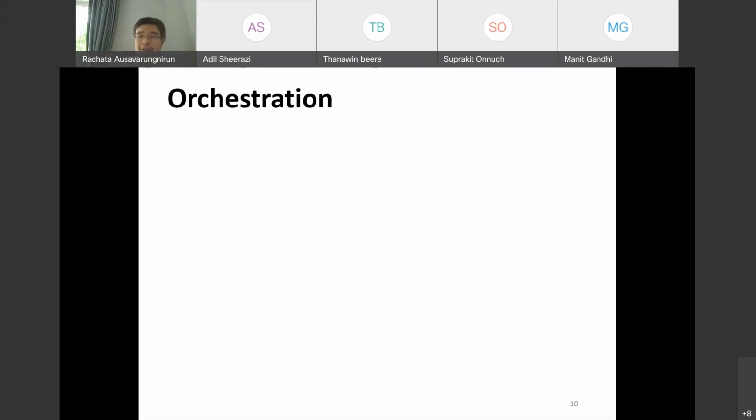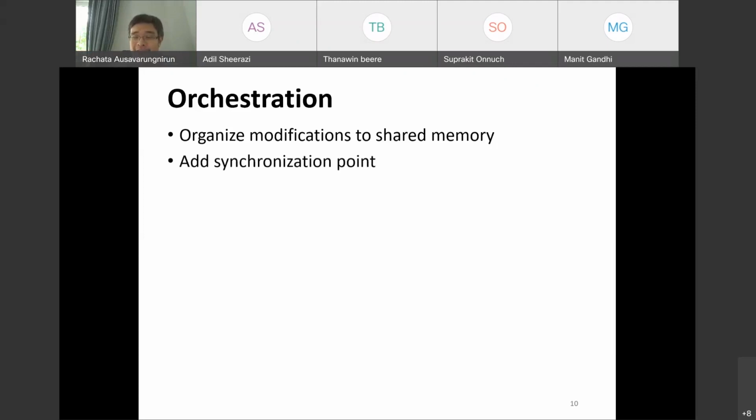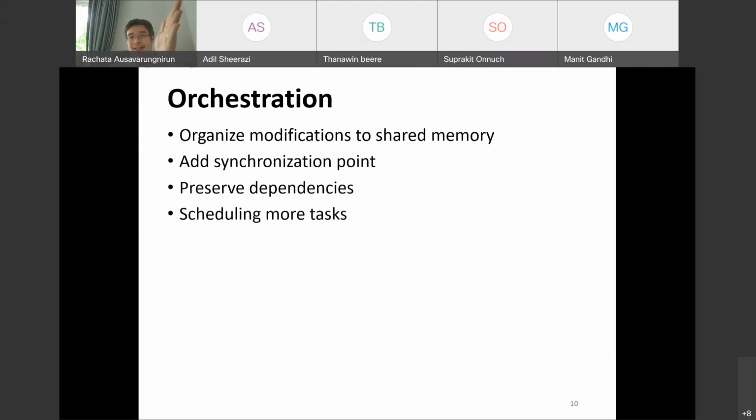Orchestration is basically, once you have sub-problems, how do I organize all the communication? How do I share resources? How do I synchronize each of the sub-problems so I have the final results? And how to make sure it's still correct. If I have dependency, it should be preserved. And how to schedule as many tasks in parallel as possible.